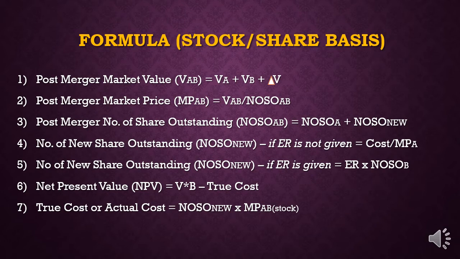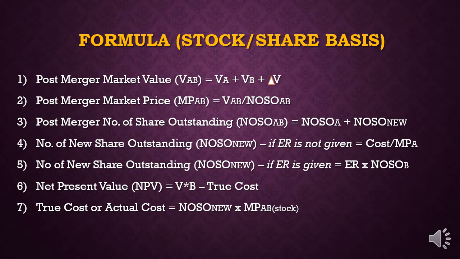And then to calculate the number of shares outstanding new, which is NOSO new, there are two formulas available depending on the ER, which is the exchange ratio. If the exchange ratio is given in the equation, you should refer to formula number 5. But if the exchange ratio is not given in the equation, to calculate NOSO new, you should use formula number 4, which is represented by cost divided by MPA.